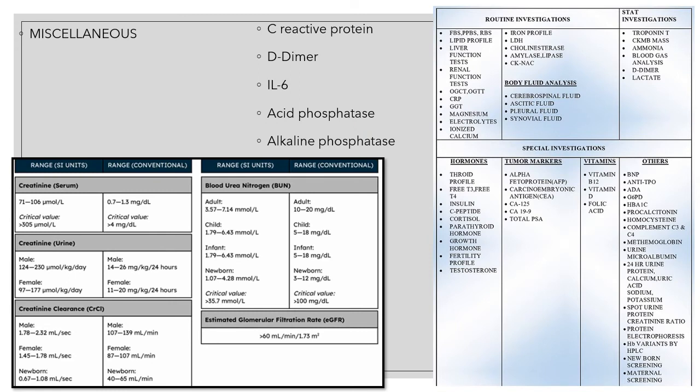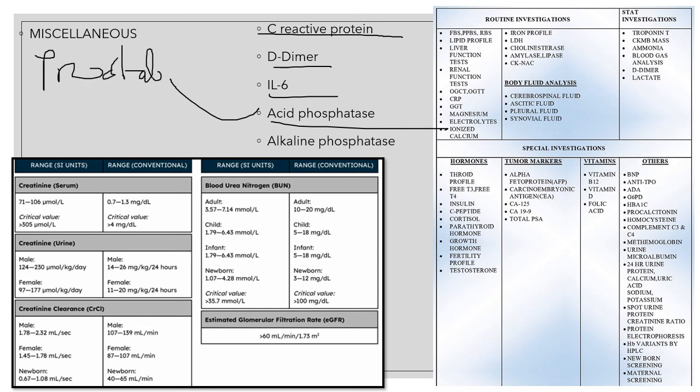Last is the miscellaneous tests, that is C-reactive protein, CRP, D-dimer, interleukin, acid phosphatase, that is in prostate cancer. So in prostate cancer, this is a major biomarker, alkaline phosphatase. In routine investigation, you have different lipid profiling, liver function, kidney function, CRP, electrolytes, CSF, pleural fluid, synovial fluid, lactate level, amylase, cholinesterase, iron profiling, troponin, cardiac lactate dehydrogenase, cardiac troponin, ferroprotein, transferrin, fertility testing.